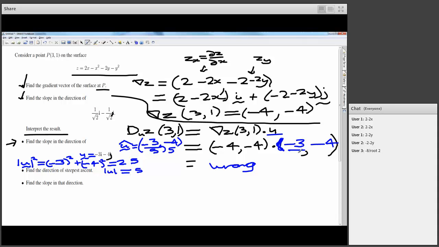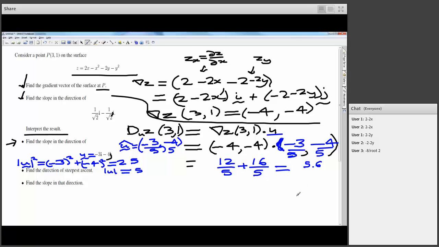So in order to get the right directional derivative, I need to change this to be on 5 for it to work. And as long as I do the rest of my calculation correctly, I'll get the right answer. So if you do this product, -4 times -3 on 5 gives you positive 12 on 5. -4 times -4 gives you 16 on 5. Add those up, so 12 plus 16, divided by 5, gives you 28 on 5, so 5.6.